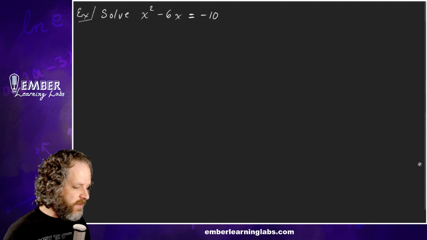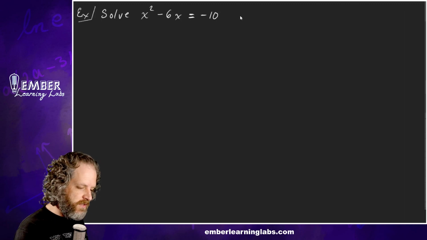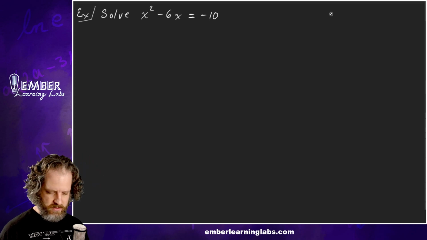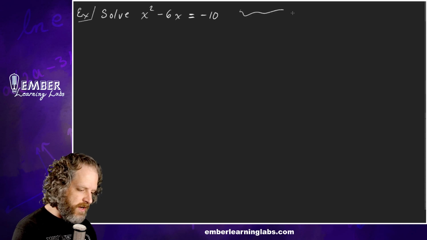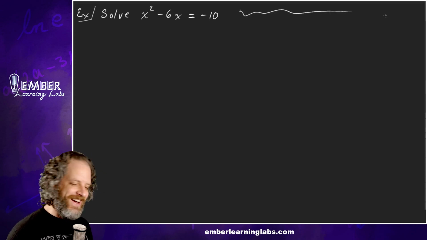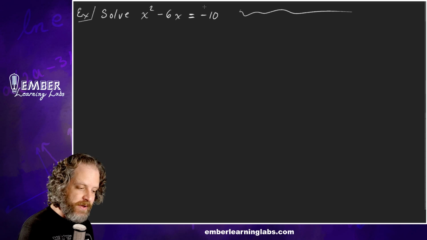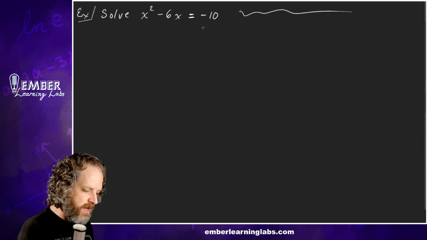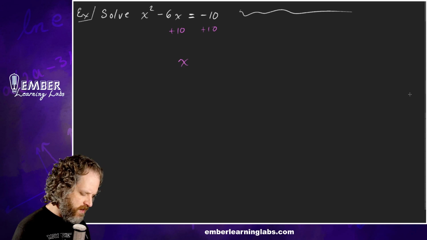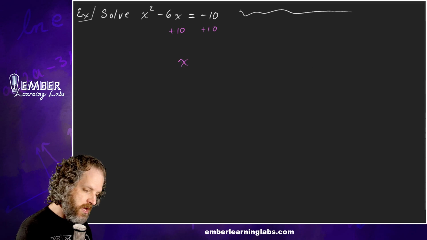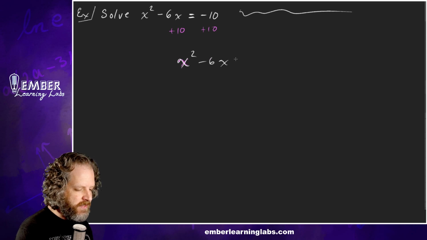All right. So let's do that one with the quadratic formula. Forgot to write that out, right? So let's do it. This, again, we got to get this 10 over there. So we're going to add 10 to both sides, plus 10 plus 10. So we're going to have x squared minus 6x plus 10 equals 0.